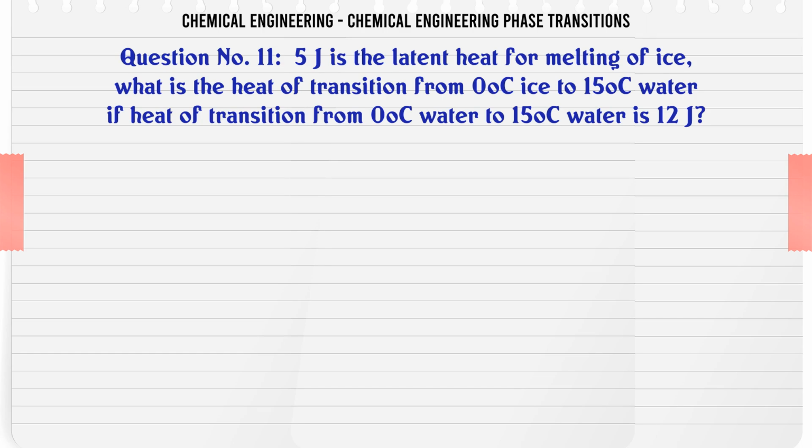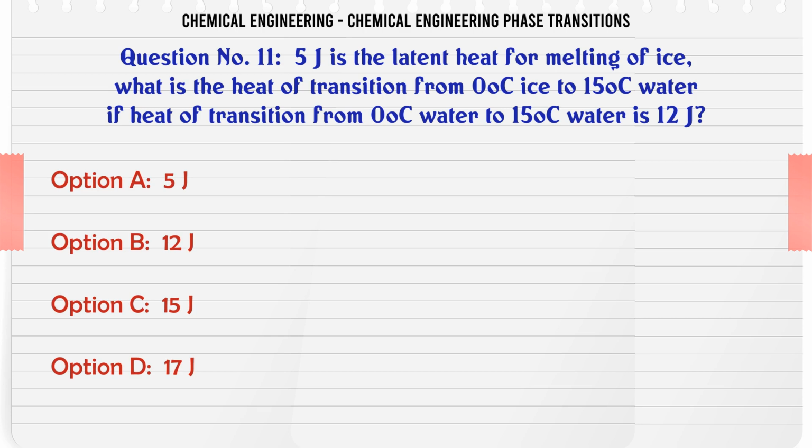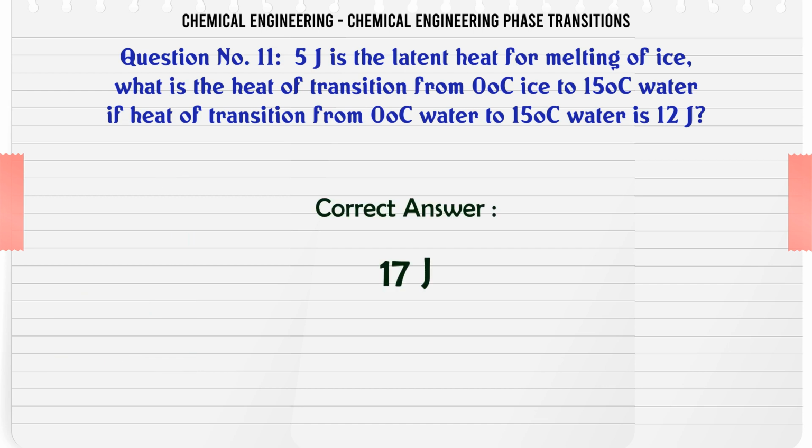5 J is the latent heat for melting of ice. What is the heat of transition from 0°C ice to 15°C water? If the heat of transition from 0°C water to 15°C water is 12 J: A) 5 J, B) 12 J, C) 15 J, D) 17 J. The correct answer is 17 J.